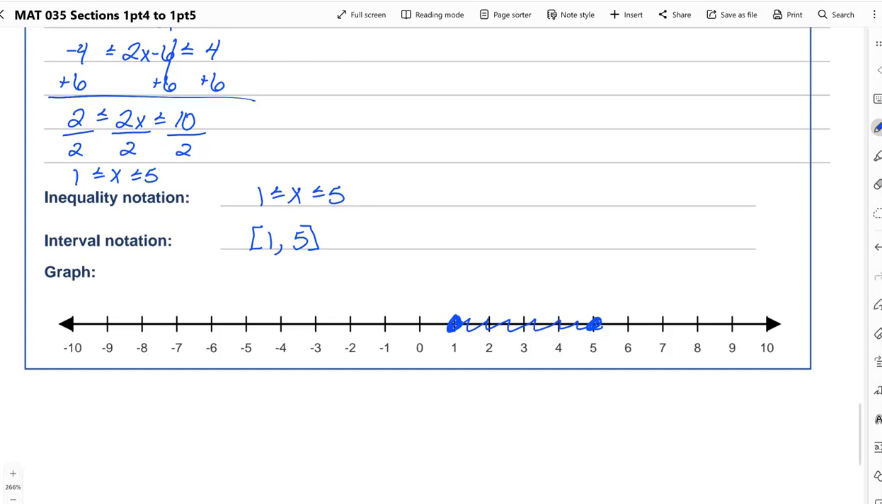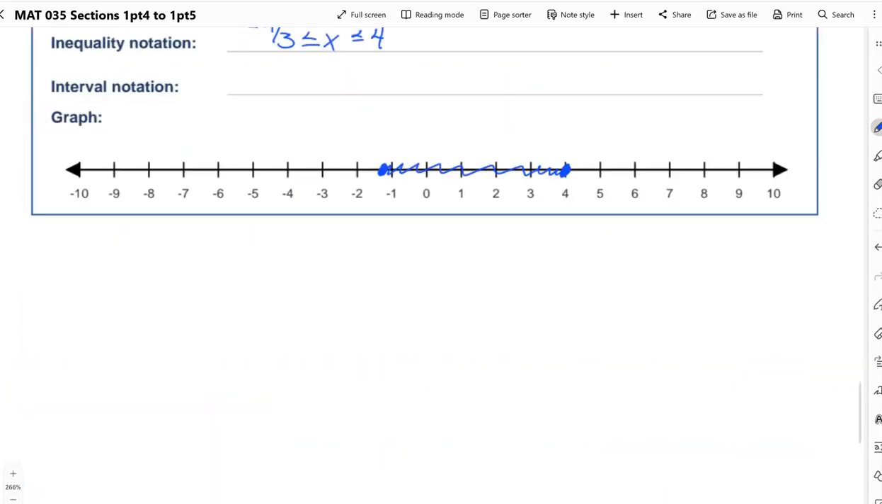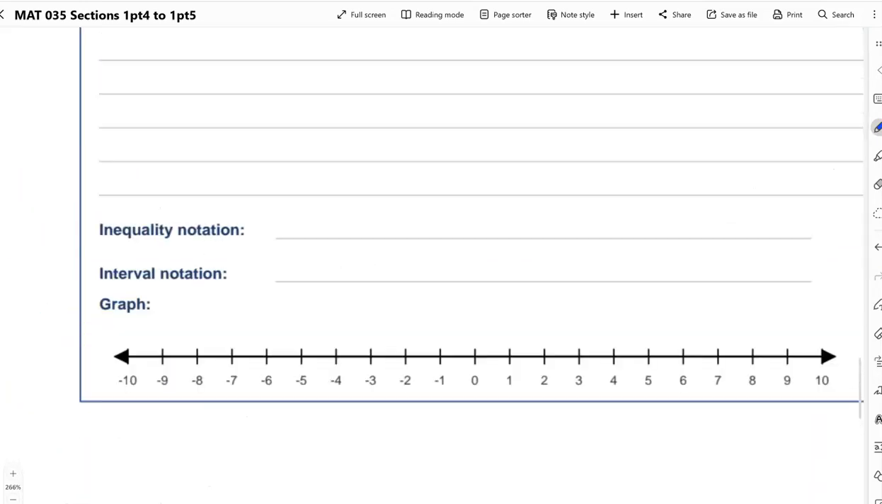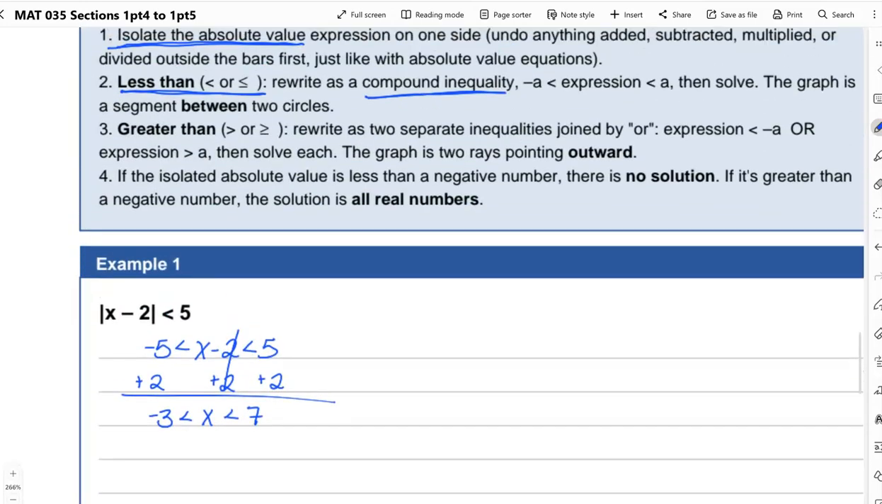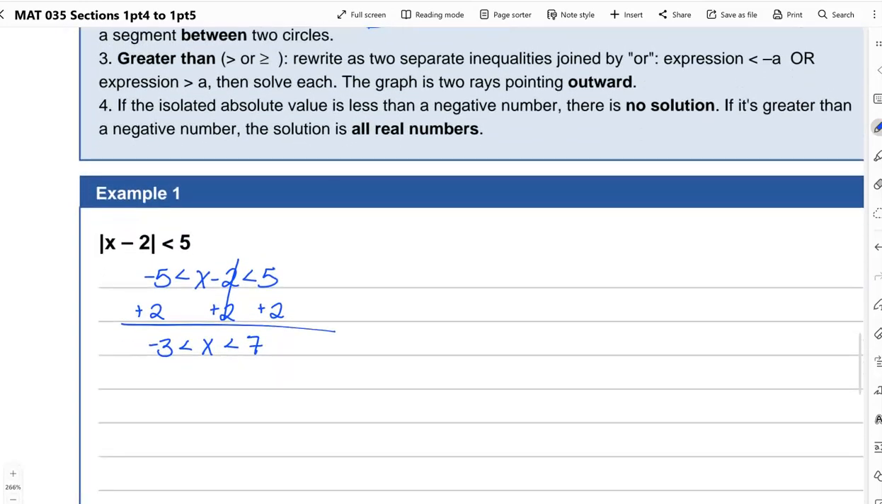So now we've looked at less than and less than or equal to. Let's look at greater than. If I'm looking at greater than, we're going to have to rewrite this as two separate inequalities joined by an or. So we're going to have the expression is less than negative a, or the expression is greater than a. So we're going to keep it, and then we're going to flip and then make it negative.